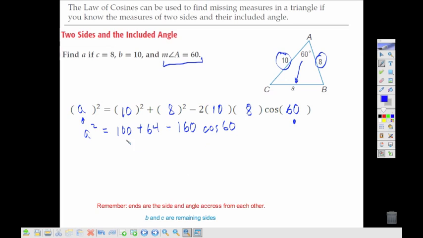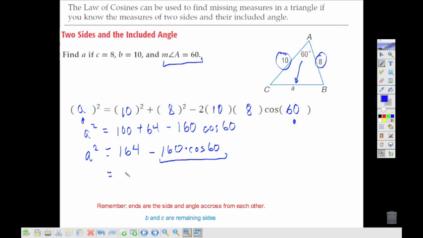Next we would add the parts. We get 164 minus 160 cosine of 60. Now be very careful here. A lot of students will mess up here. They'll make the mistake of trying to subtract 164 minus 160. But notice this is one group. This is 160 times the cosine of 60, so we have to do the multiplication before we can do the subtraction.